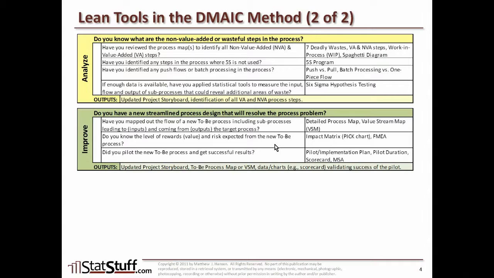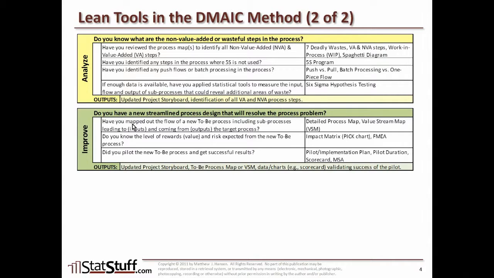And the last question you might ask is, did you pilot the new 2B process and did you get successful results? We want to test it to make sure this new process is going to work before we do a full implementation. Well, if you're not sure, then you might want to use some of the tools about doing a pilot plan or implementation plan, also looking at the pilot duration scorecard and also an MSA. Those kinds of things could help you in being sure you've identified all those potential risks as you start to pilot that new 2B process to ensure it's going to work before you implement the full process.